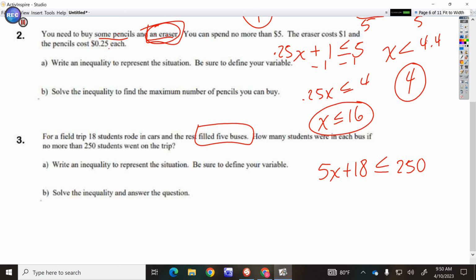Now you subtract 18 from both sides, which gives you 5x less than or equal to 232, not 242 like I saw in some papers around here. Now you divide both sides by 5, and you get what decimal value? Somebody else verify it. What's the decimal? 46.4. All right, now it says less than or equal to, so that 46.4 goes down to 46.